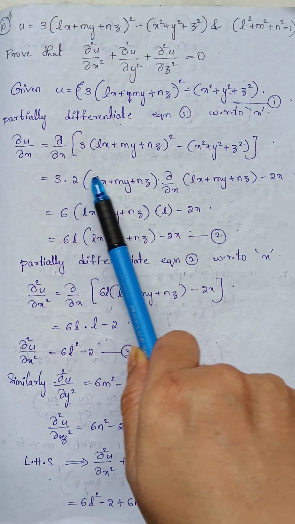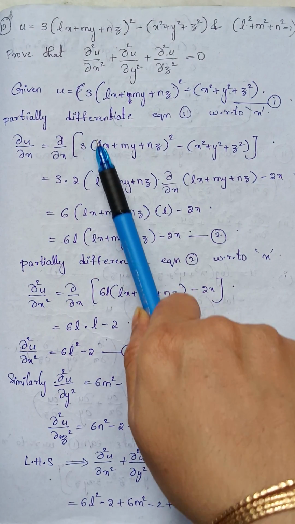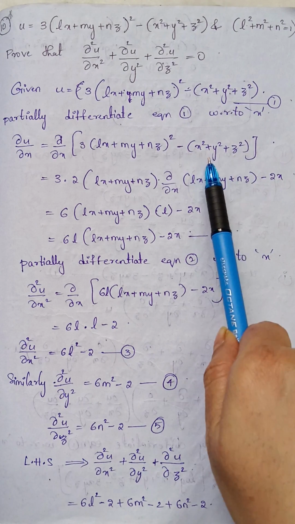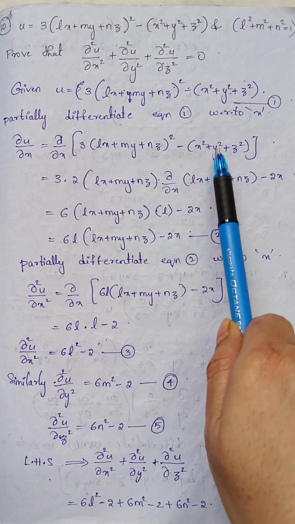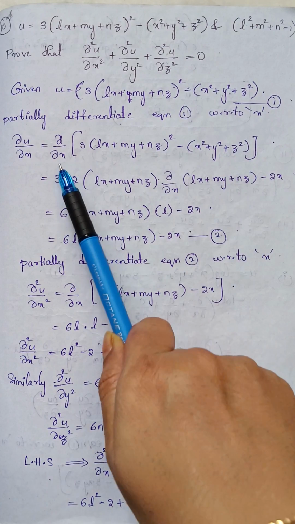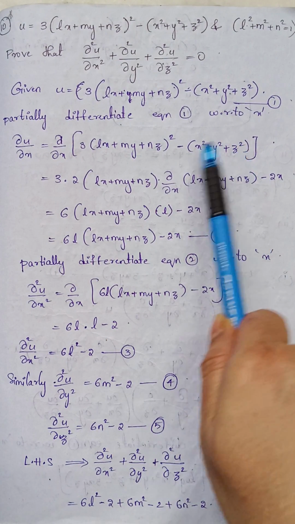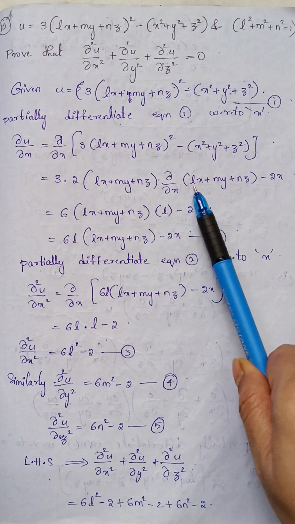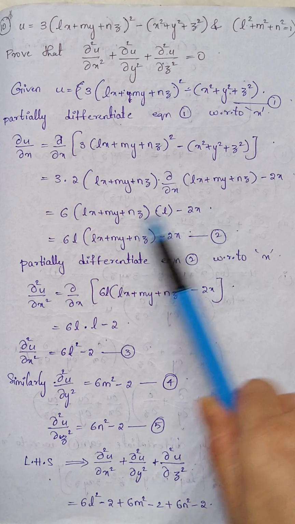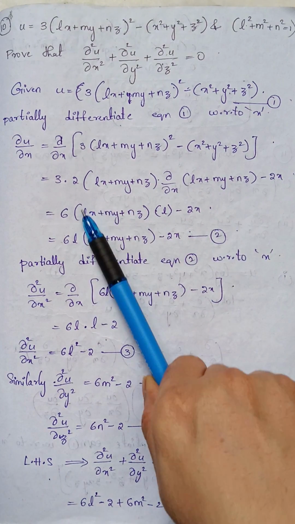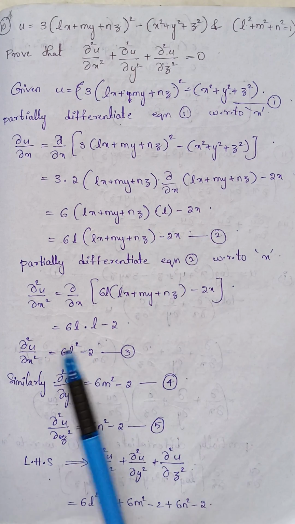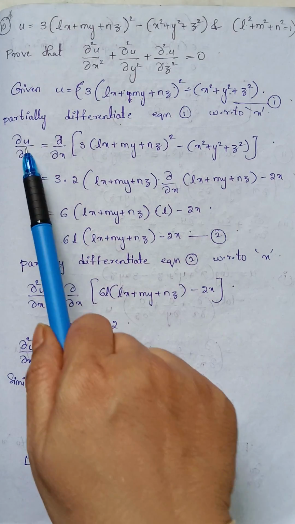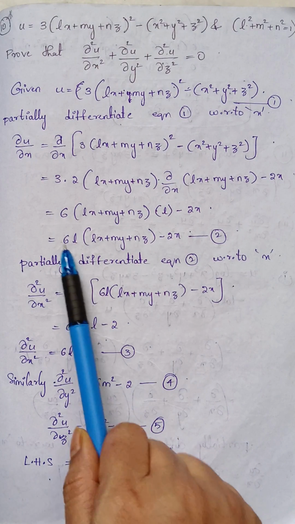X square derivative is 2x. Again differentiate this with respect to x: minus x square derivative is 2x, plus y square derivative with respect to x, it is a constant, so 0. Z is also a constant when you are taking with respect to x, that's why it is also 0. So only here minus 2x. So here 6, this same term, and dou by dou x of Lx is L, minus 2x. So 6L of Lx plus my plus nz, minus 2x. Similarly, again we need to take partial differentiation of this one with respect to x again, then dou by dou x of this total.